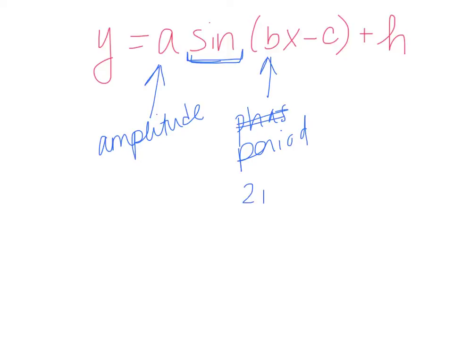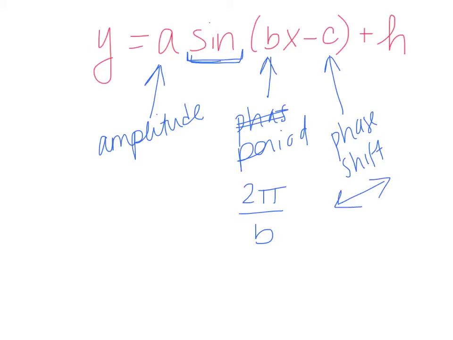So you take 2 pi, the period of sine or cosine. If you're working with tangent or cotangent, it would be pi, and divide it by b. And that's how you get your period. C indicates a change in phase shift. Phase shift is horizontal shifting, left and right. H is a number outside of your parentheses. That is vertical shift, up and down. So the difference between phase shift and vertical shift is outside your parentheses.